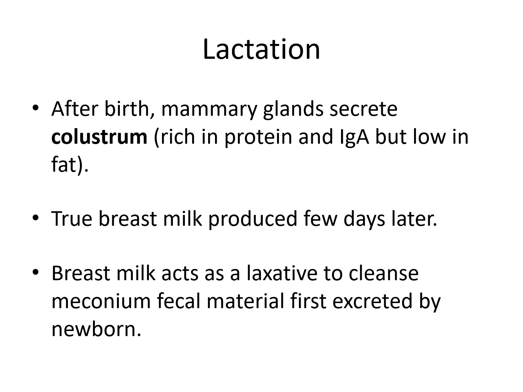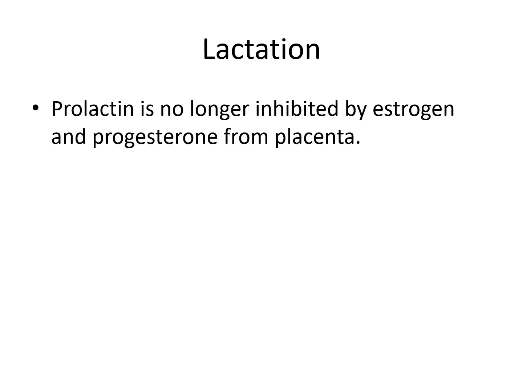After birth, the mammary glands secrete what's called colostrum, which is rich in protein and IgA, but low in fat. Then true breast milk will follow the colostrum a few days later. The breast milk acts as a laxative to cleanse the meconium, the fecal material first excreted by the newborn. What you don't want is for this to occur while it's still in the womb. Prolactin is no longer inhibited by estrogen and progesterone from the placenta.